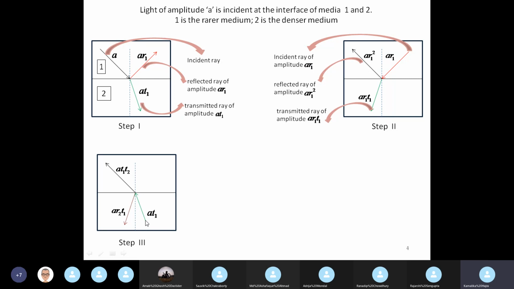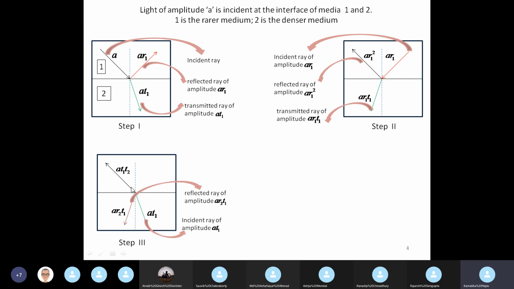Okay. Now in step 3, I again change the position of my source and now I keep my source here, so that my incident ray is of amplitude AT1. So if my incident ray is of amplitude AT1 and part of it is reflected now into medium 2, we assumed that the reflection coefficient of medium 2 is R2. So what is the amplitude of the reflected ray now? Incident amplitude multiplied by the reflection coefficient of medium 2. So AT1 multiplied by R2. So now the reflected ray is of amplitude AR2T1.